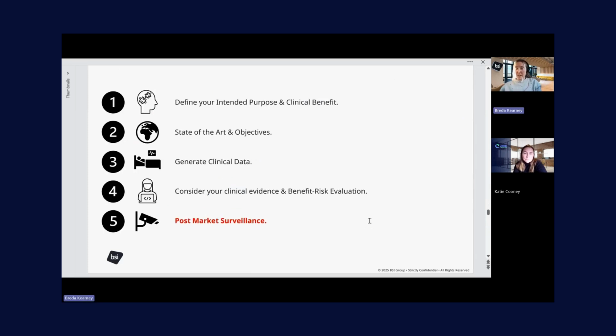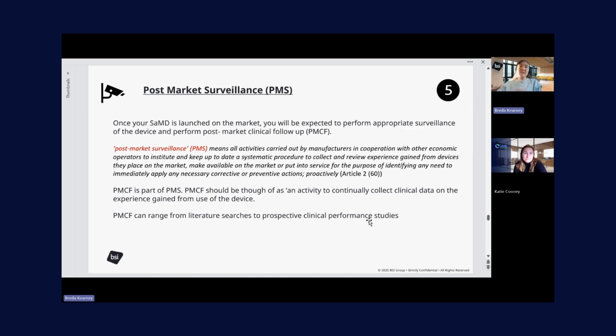So the last step then is your post-market surveillance. So we're nearly there. We'll just about hit the hour. So once the device then gets onto the market, again, you don't just leave it out into the Wild West. You have to continue to gather data on your device to demonstrate that throughout its lifetime, the device is performing as expected. So that's what post-market surveillance is.